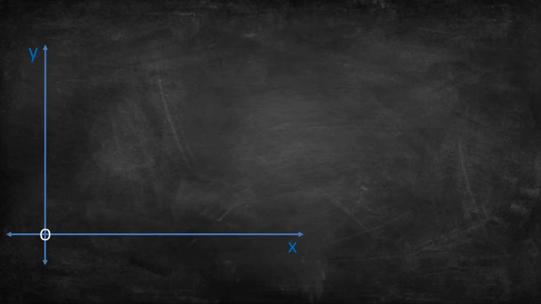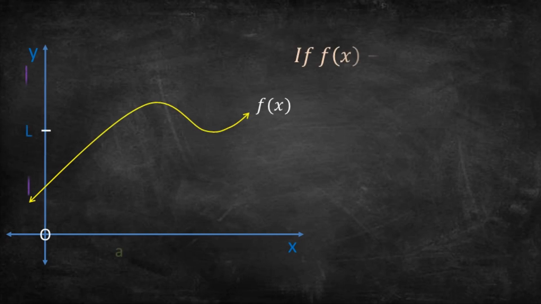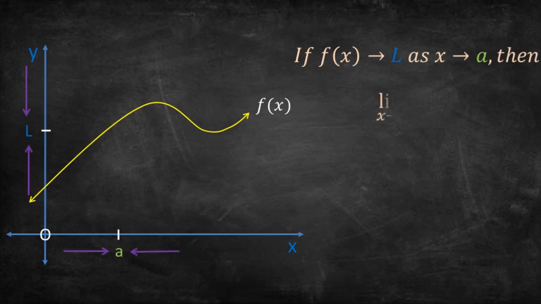We now want to generalize the preceding result for any function f of x. If f of x approaches L as x approaches a, then the limit of f of x as x approaches a equals L.